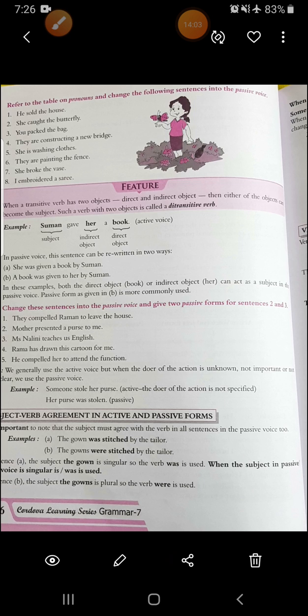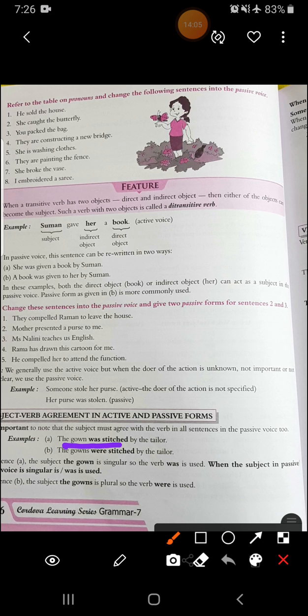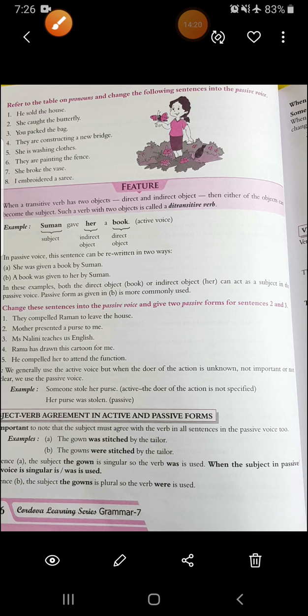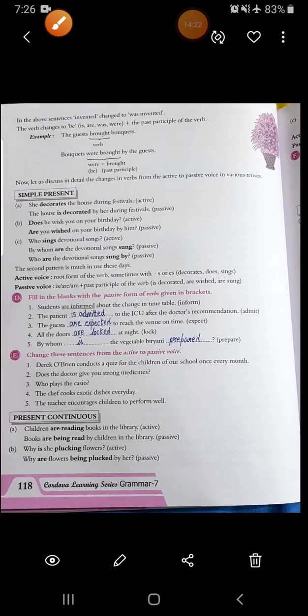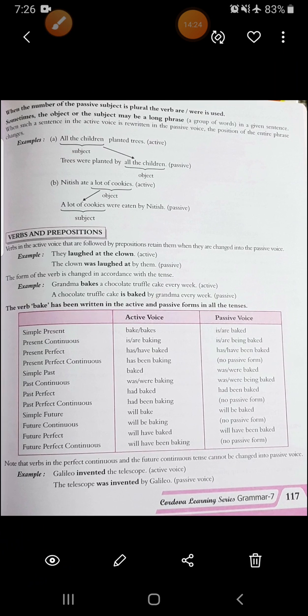Now see this example. The gown was stitched by the tailor. The gowns were stitched by the tailor. So you can see here the subject is singular, so here we have used was. Here gowns is plural, that is why we have used were. Alright. So just remember all these things.